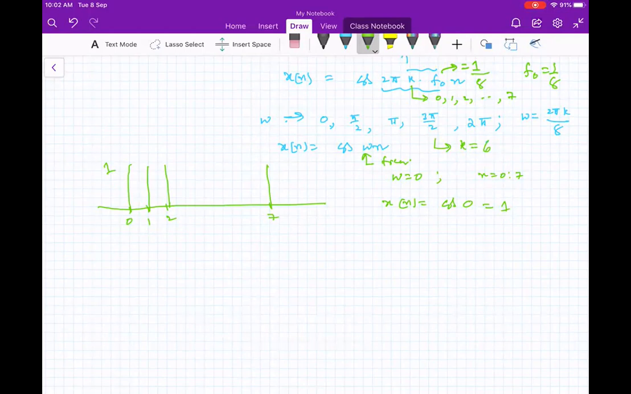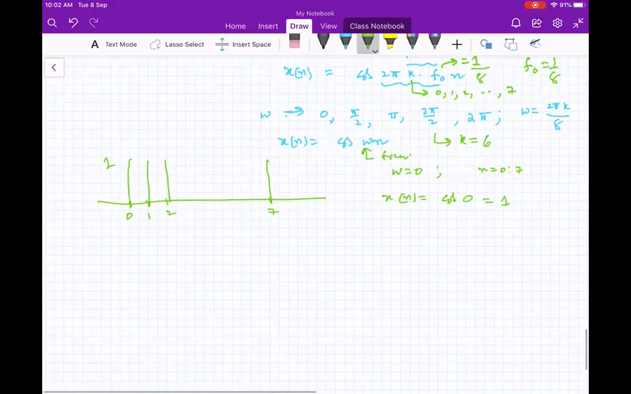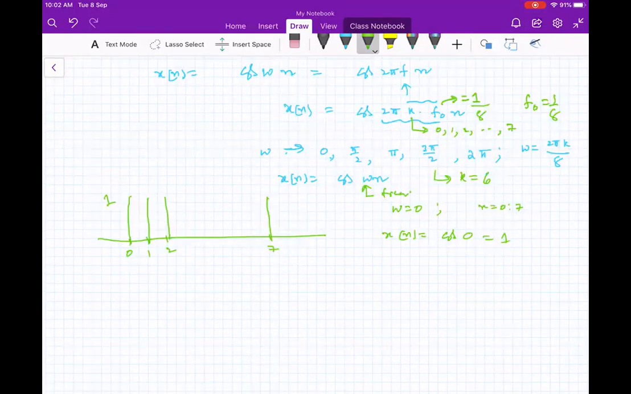k equal to 0 here, k equal to probably 2 here, k equal to 4 here, and so on. k equal to 8 here. Okay, this is just put like this. So this is how I just want to see which is a high frequency.